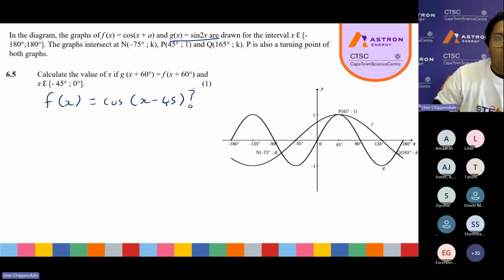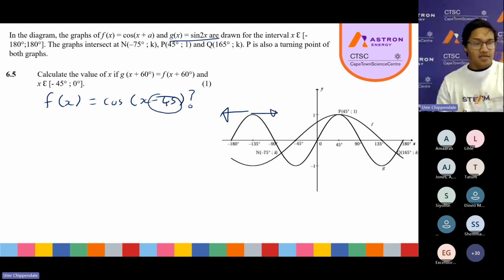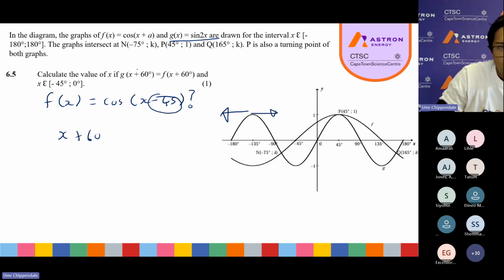What this means is, whenever we see a number here, it means our graph has been shifted either to the right or to the left. In order for us to know which direction the graph has been shifted, you take those brackets and you make it equal to 0. Let's say, for instance, we have x plus 60. X plus 60 equals 0, therefore x is equal to negative 60 degrees.